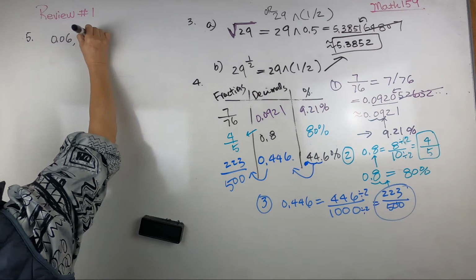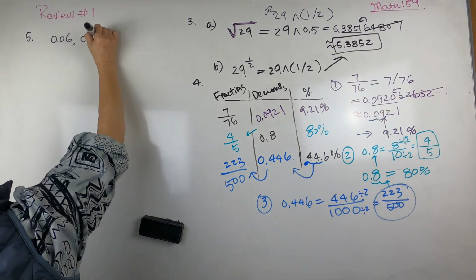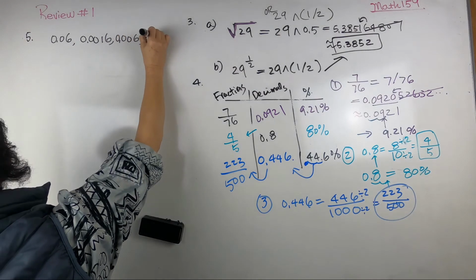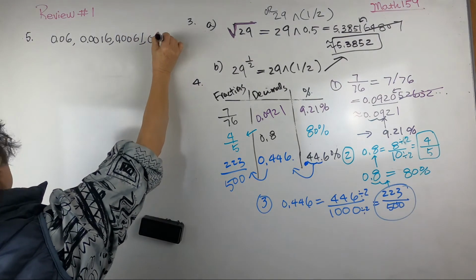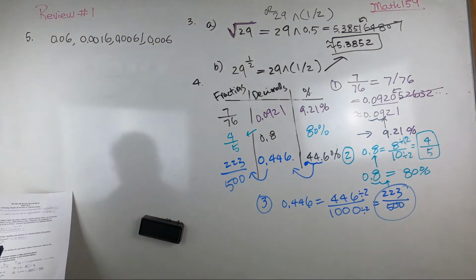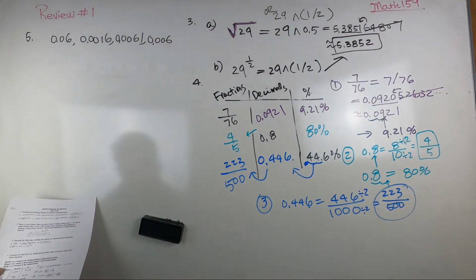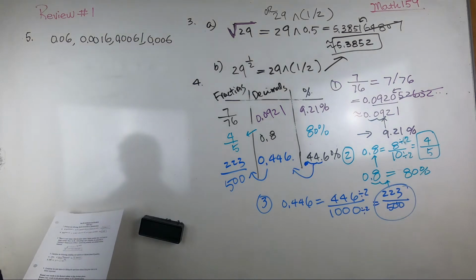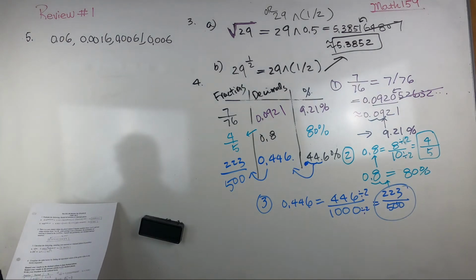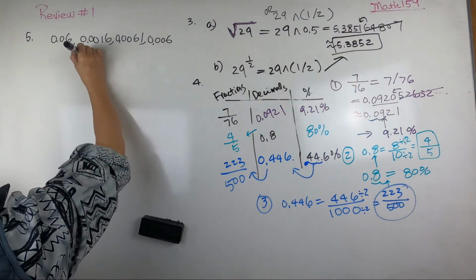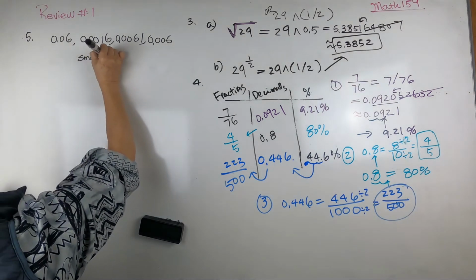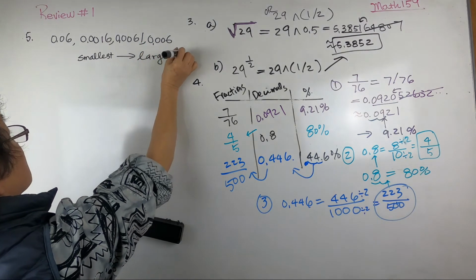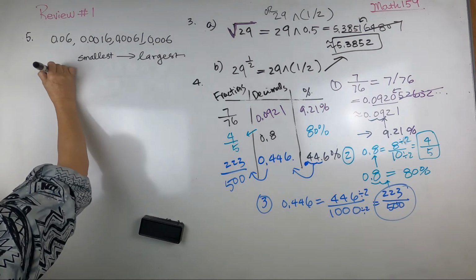0.06, 0.0016, 0.0061, and 0.006. We want you to line up from the smallest to largest, okay, or largest to smallest. Let's change it to smallest to the largest. Okay, so which one is the smallest one?